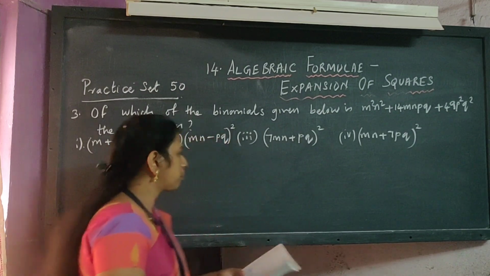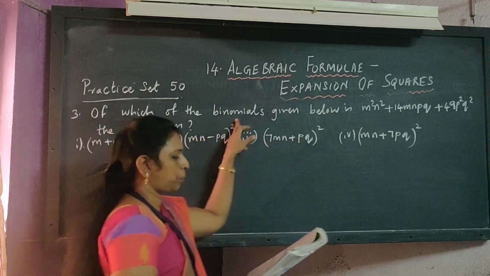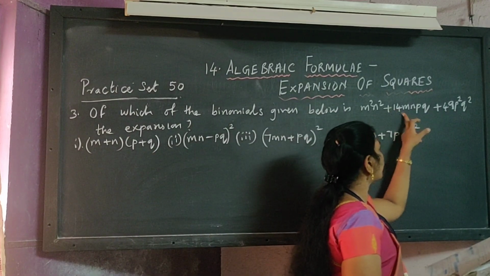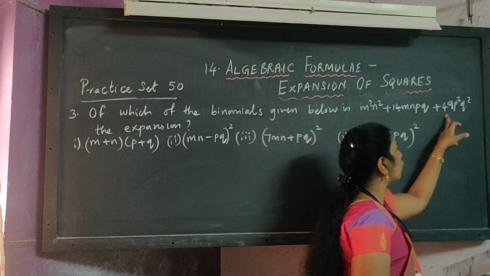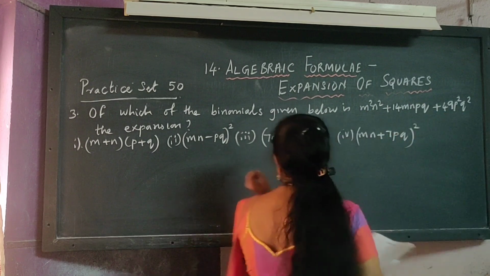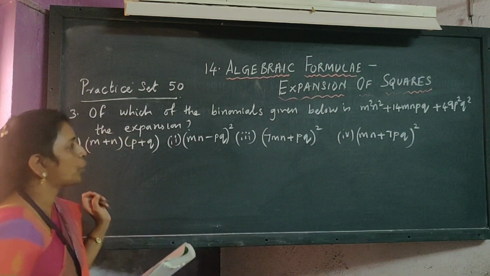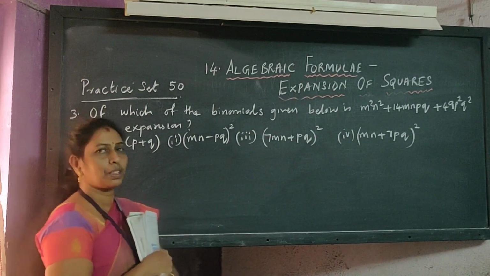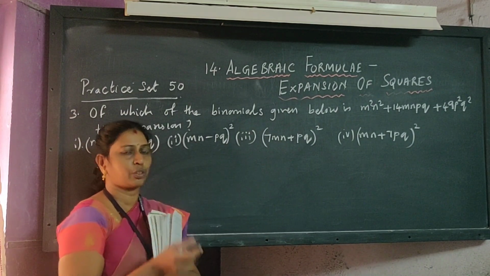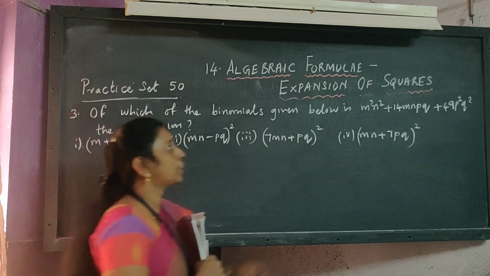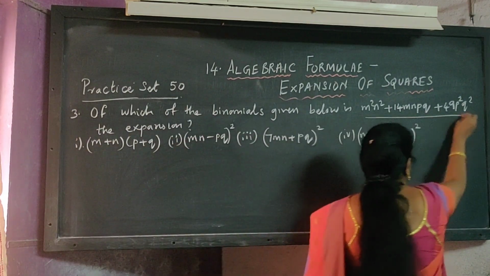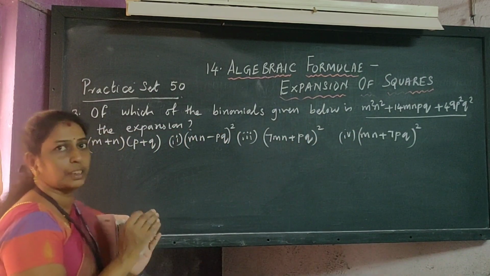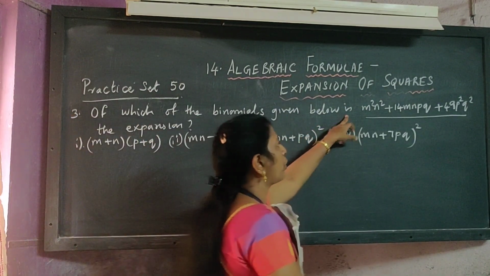Question number 3. Of which of the binomials given below is m square n square plus 14 mn pq plus 49 p square q square the expansion? Whenever we have the formula a plus b the whole square, we write a square plus 2ab plus b square. So here the answer is given and we need to find out the question. After expanding we got the answer, so we want to find the question.